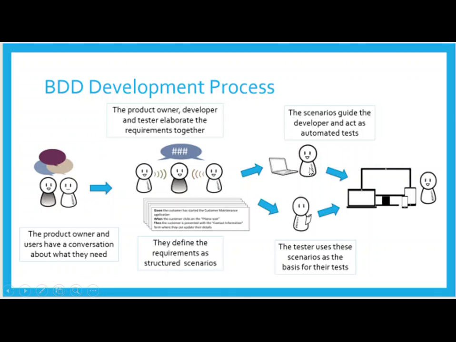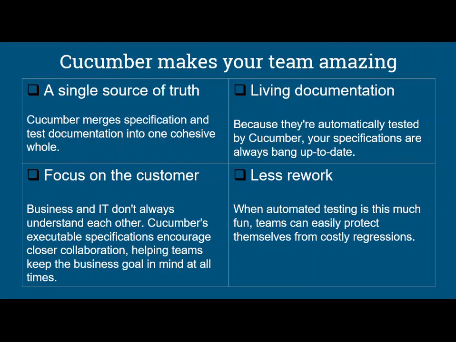These scenarios, which I just showed to you in that feature file, guide the developer in development and act as automation testing, plus the tester uses these scenarios as the basis of testing. And since the reference point is the same for all of us, developer and tester, the likelihood that we deviate and see the product differently is not there. And therefore it helps us achieve a single source of truth.